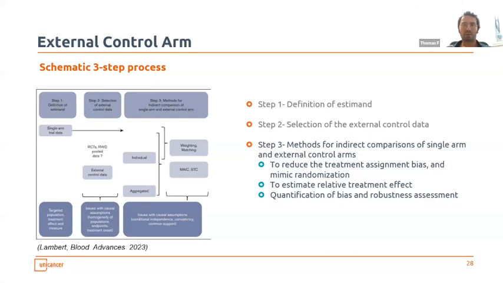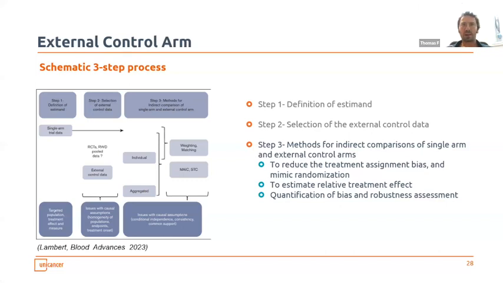Methods differ according to the type of data. An external control arm may be established using both individual and aggregated data. If individual data are available for both groups, the commonly used method to mimic randomization is propensity score. Other approaches could also be considered, such as G-computation, doubly robust, or augmented IPW estimators.